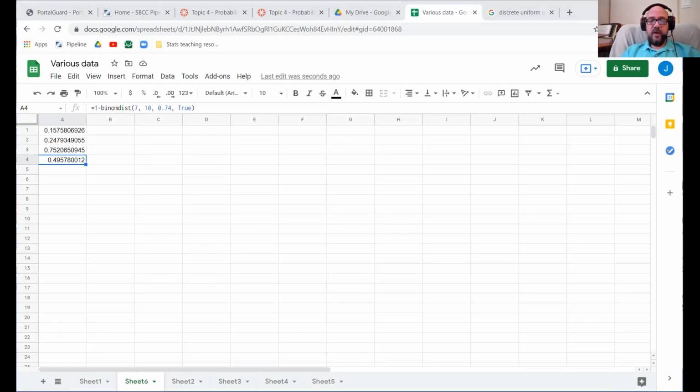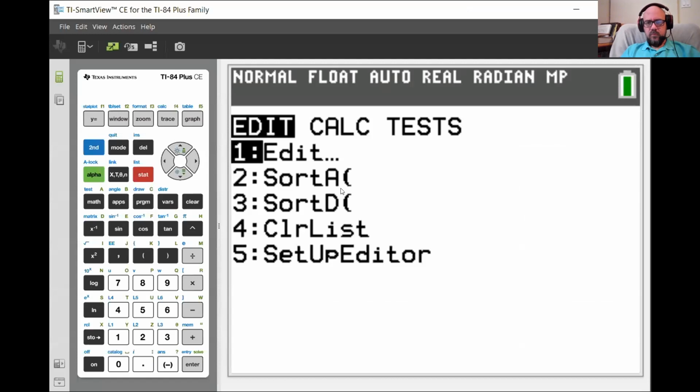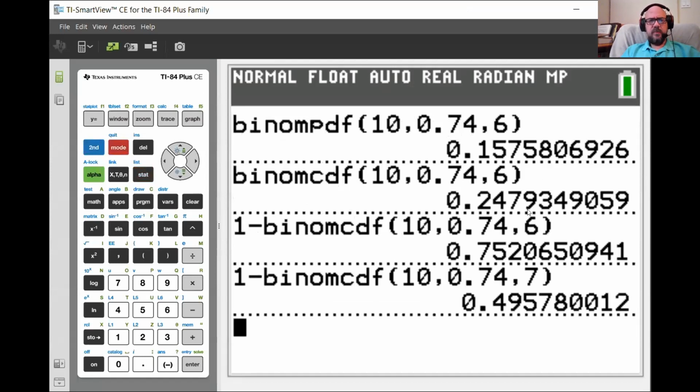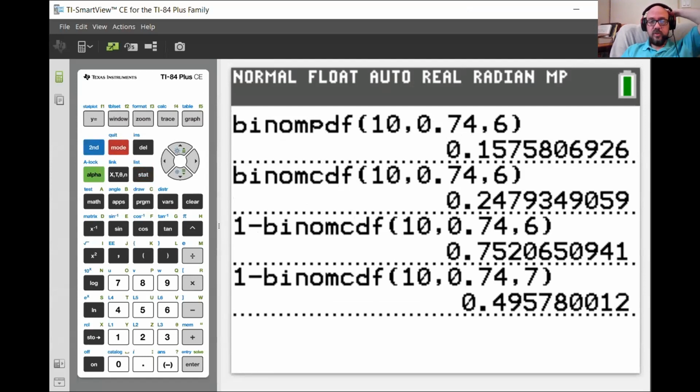Notice those are the same numbers that we found, 15.76%, 24.79, etc. I will very, very briefly show you how to do this in Excel. Let me get my Excel sheet going. That's where I put a homework problem. And it is, I think, exactly the same commands.